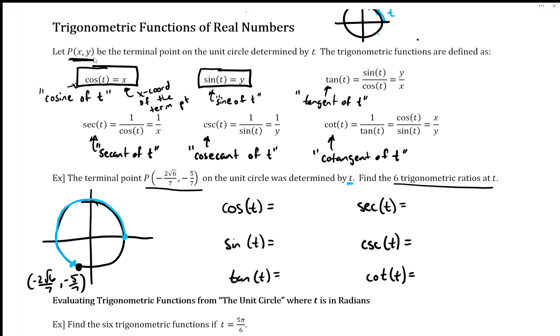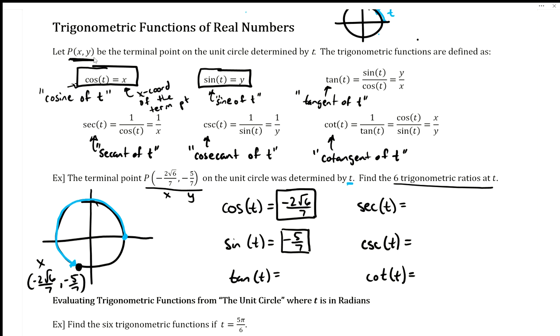All right, so on this problem, cosine of t, again, that is our x-coordinate right there. Or let's mark it even on this. There's the x, there's the y. So cosine of t is that exact x-coordinate. Just write in that numerical x-coordinate, negative 2 radical 6 over 7. That's all it is right now. Okay, so cosine of t is that x-coordinate. Sine of t is the y-coordinate, negative 5 over 7.